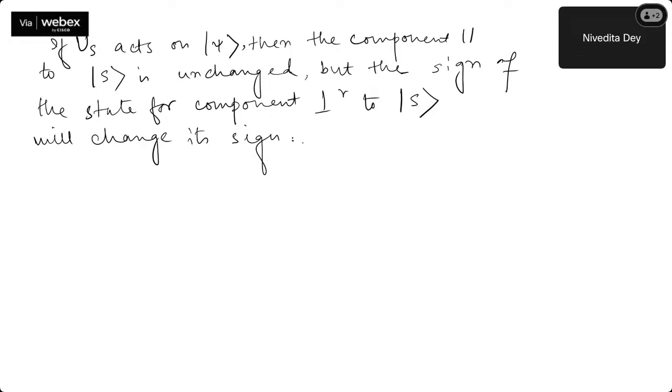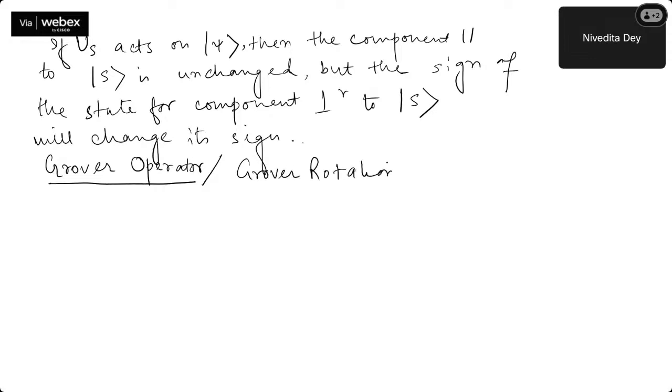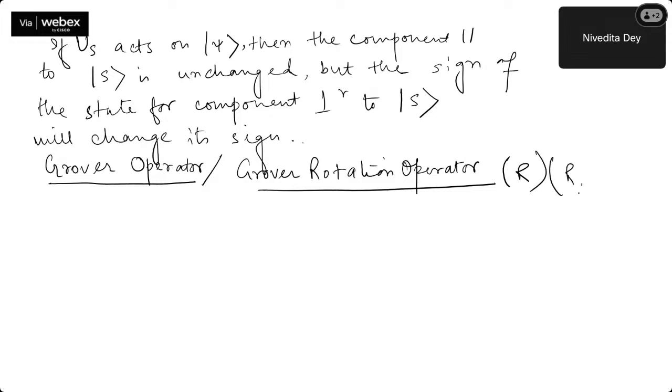And together, these US and UW, we will see the reflection just right now. Just one thing: together, this US and UW together, that is the third one, which is also called the Grover operator, alternatively known as the Grover rotation operator, which is denoted by the symbol R, or also written as RG.